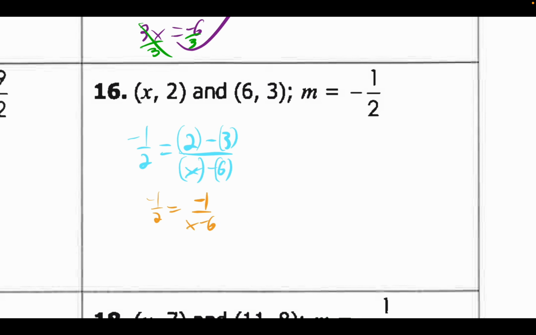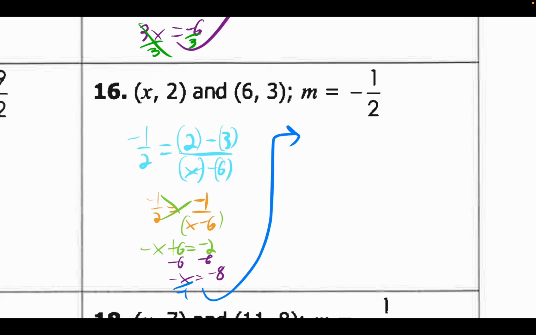Now, as we look to cross multiply, negative 1 times x minus 6 would be negative x plus 6, and 2 times negative 1 is negative 2. So if I subtract 6 from both sides, I end up getting negative x is equal to negative 8. I'll go ahead and move this as I divide by negative 1 to undo the negative, giving me x equals 8. That's better.